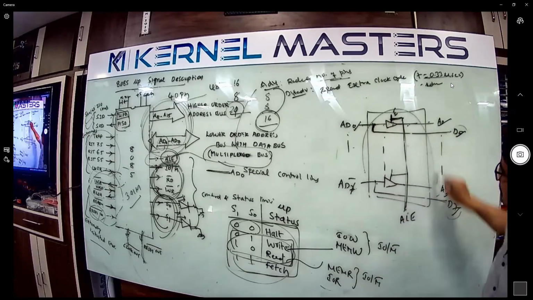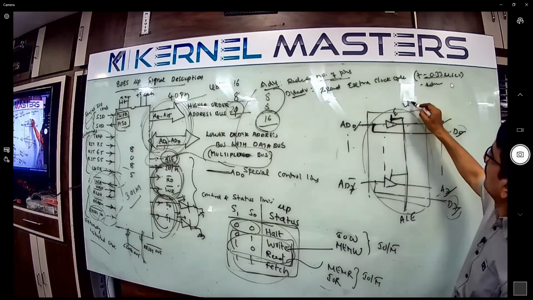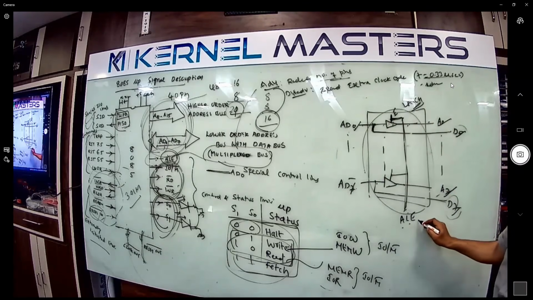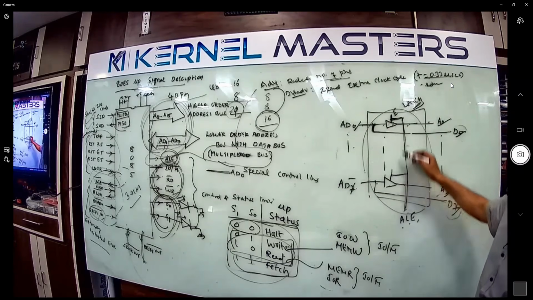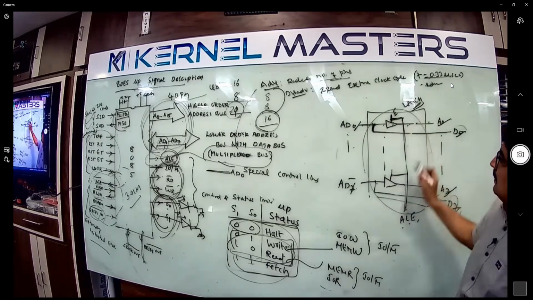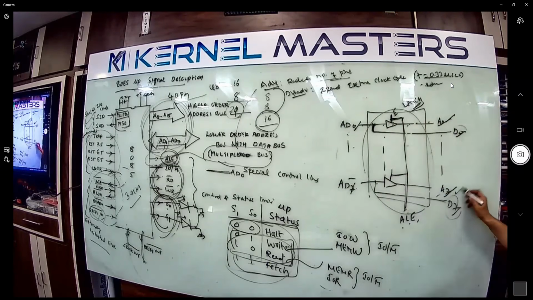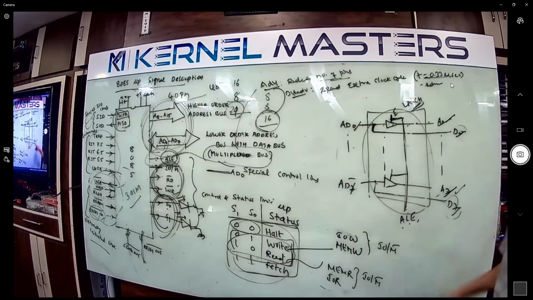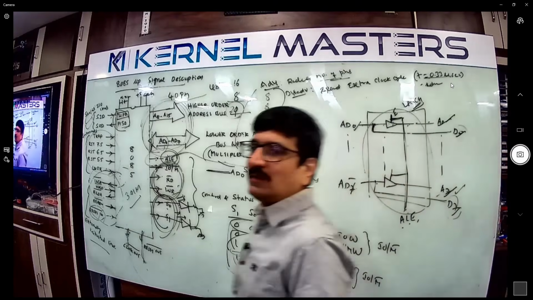This whole thing we can call the latch, the address latch enable. So what is the outcome? Whenever ALE is enabled, the outcome is address. What is the default? Data, D0 to D7.